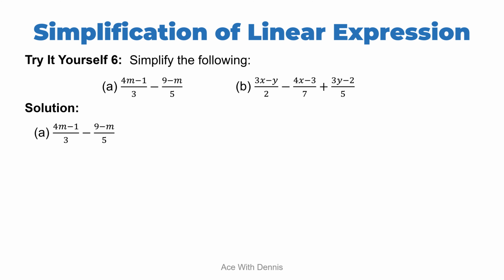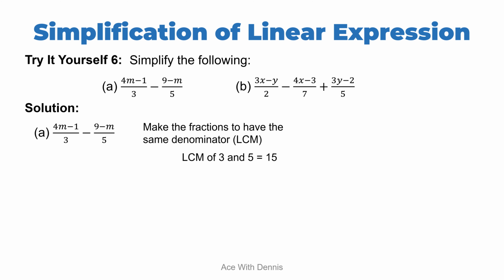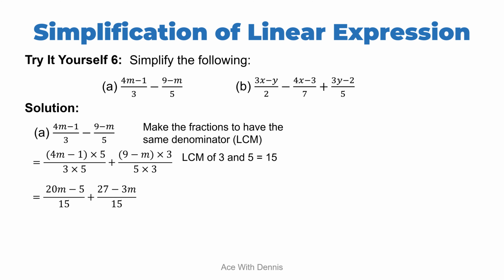Alright, here's the solution. For A, 4m minus 1 over 3 minus 9 minus m over 5. So again, we want to make the fractions have the same denominator. The LCM of 3 and 5 is 15. Hence, we have 4m minus 1 times 5 over 3 times 5 plus 9 minus m times 3 over 5 times 3. So we have 20m minus 5 over 15 plus 27 minus 3m over 15. So combine these fractions together. We have 20m minus 3m minus 5 plus 27 over 15. And the answer is 17m plus 22 over 15.